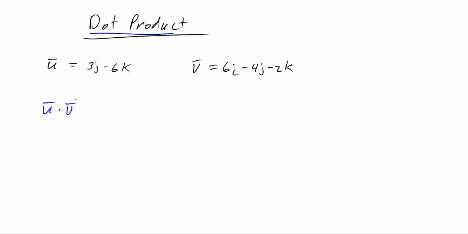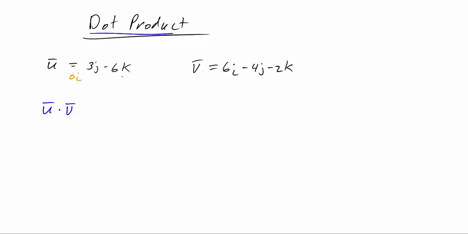And if you remember here, we're simply going to multiply the corresponding coordinates here. So here we have to be careful though. Notice the u, we have only 2 here. We have j and k. There is no i here. So what we have to realize is it's understood that we have a 0i. So when we multiply here, it's going to be 0i and 6i, 3j and negative 4j, 6k and negative 2k.